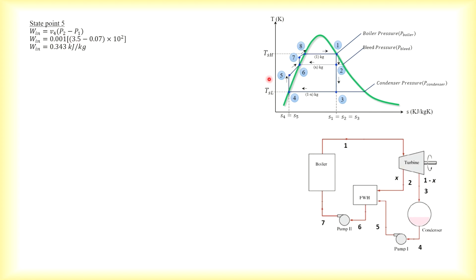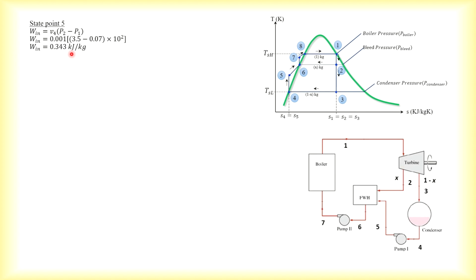So when you look at state point 4 and state point 5, they are between the pressure of 0.07 bar and the pressure of 3.5 bar. So you have 3.5 minus 0.07 multiplied by 10 to the power of 2. Why? The pressure is in bar, which is 10 to the power of 5. What we need is kilo, so from bar 10 power 5 to kilo, that is a difference of 2, so we multiply by 10 to the power of 2. So we got our work in of 0.343 kilojoules per kg, which is negligibly small compared to the work output, heat supply, or the heat rejected.